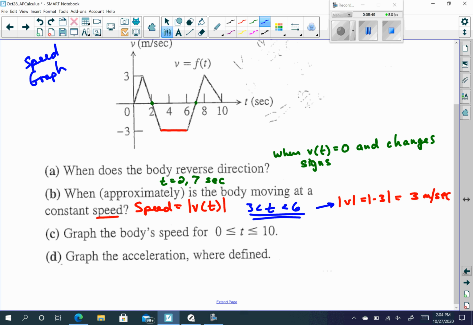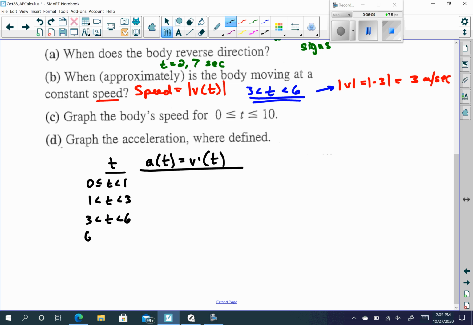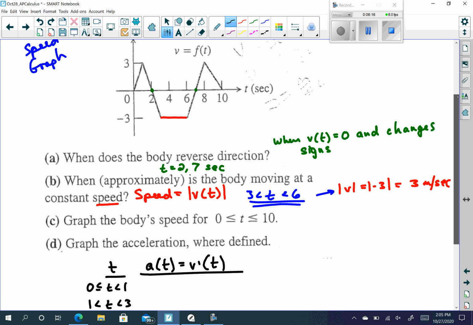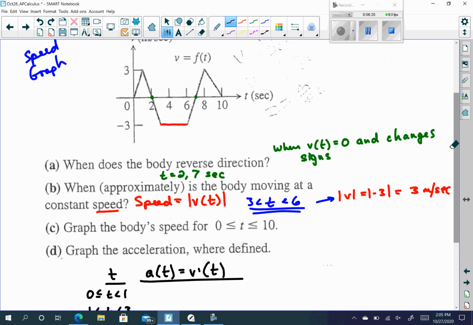Now the graph for the acceleration, this is where you just want to say all your time intervals, and then acceleration is the derivative of velocity. So we could go from 0 to 1, 1 to 3, 3 to 6, 6 to 8, and then 8 to 10. And then the acceleration would just become the slopes of the tangent lines, or the slopes of the line segments, because we're given the velocity function.